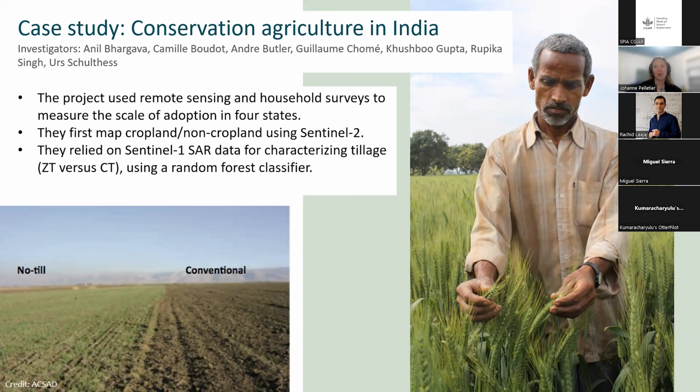Definitely the goal of this project was to differentiate fields with and without tillage. And they were able to do that because there's a visible difference in the imagery. So the project used remote sensing and household surveys to measure the scale of adoption in 4 Indian states. They first mapped cropland and non-cropland using Sentinel-2. And then from this subset of area, they relied on Sentinel-1 radar data to characterize zero tillage and conventional tillage using a random forest classifier.